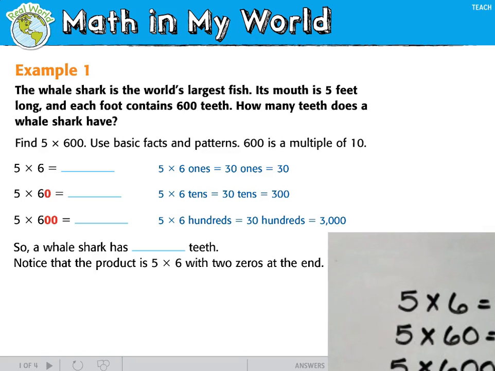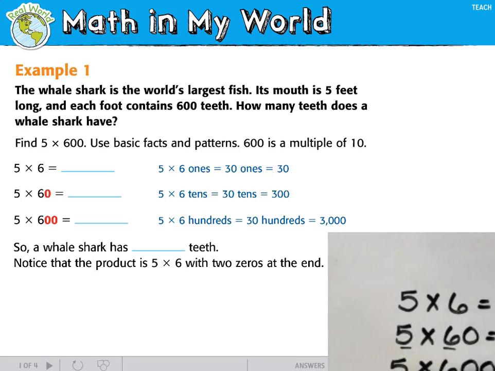We can use basic facts and patterns. 600 is a multiple of 10. So I can start with the basic fact of 5 times 6, which is 30. And then I can move up a little bit. 5 times 6 is 30. And if I'm multiplying by 60, I need to add an extra 0. So 5 times 6 tens would be 30 tens or 300.